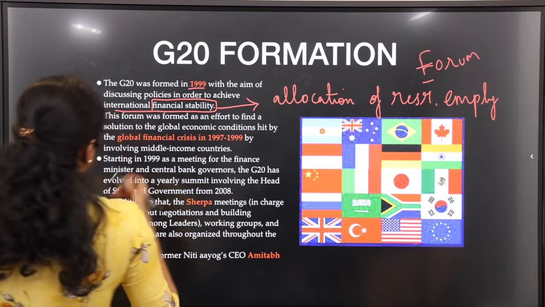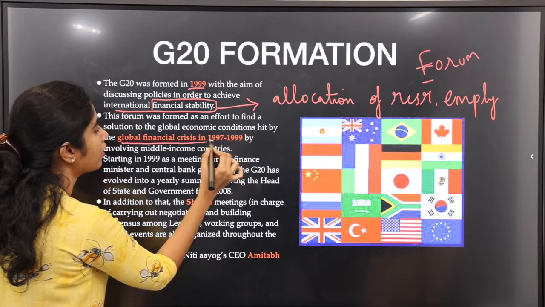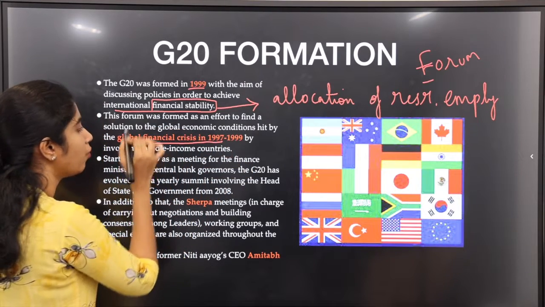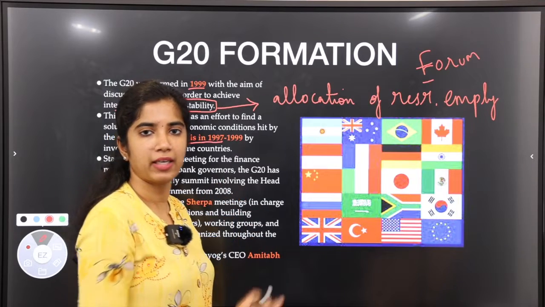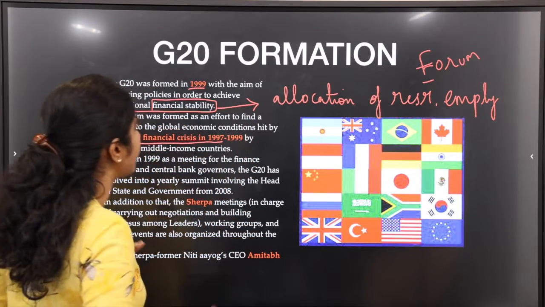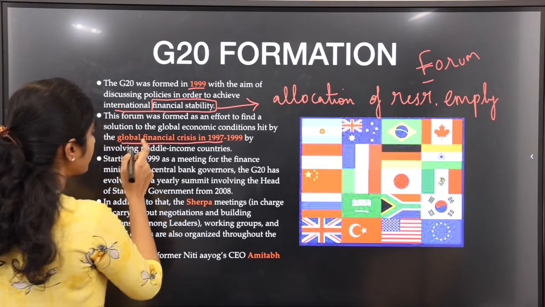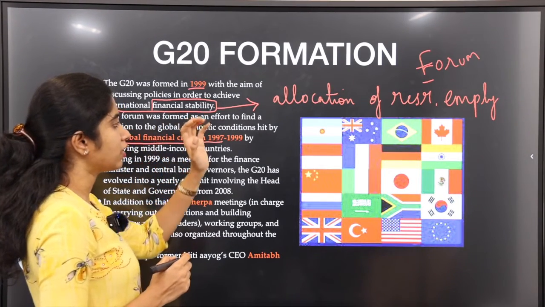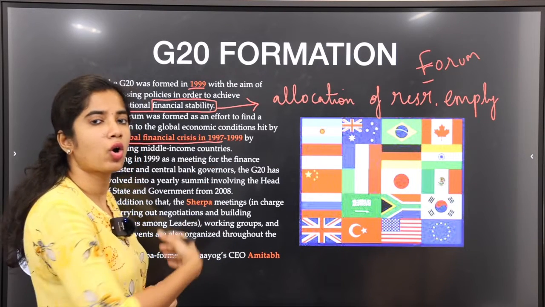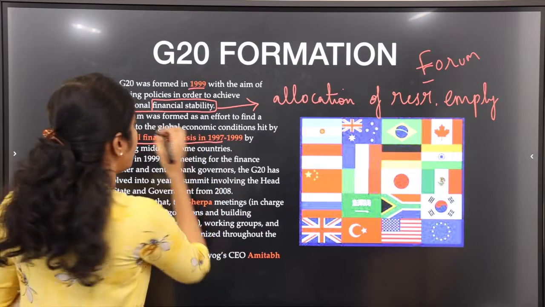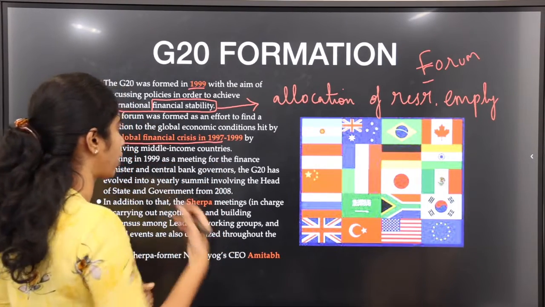So this was formed against the background of the global financial crisis in the year 1997, by involving middle income countries. So this forum does not involve only developed countries. It has developing countries like India, Brazil, Indonesia. This is the place where the leaders of various countries contribute methods of solving a particular crisis and coming out of it.